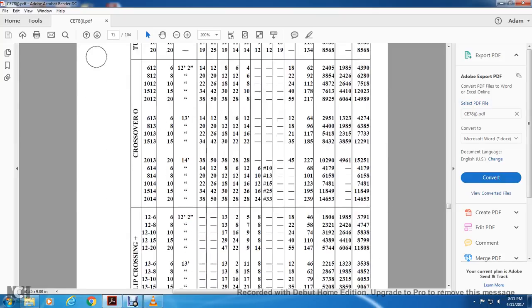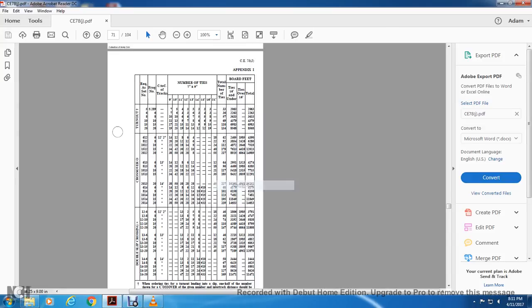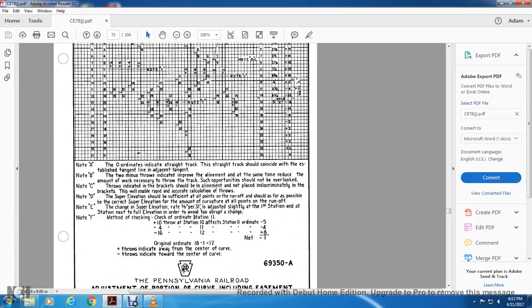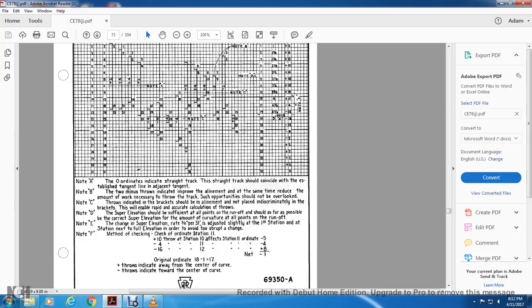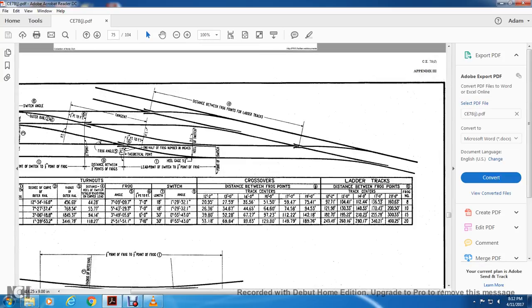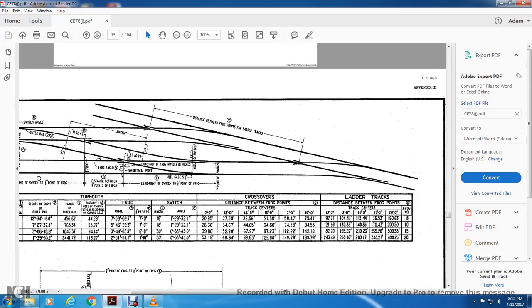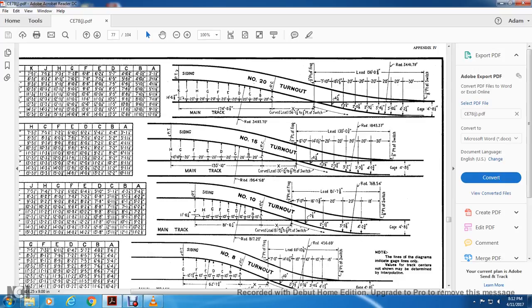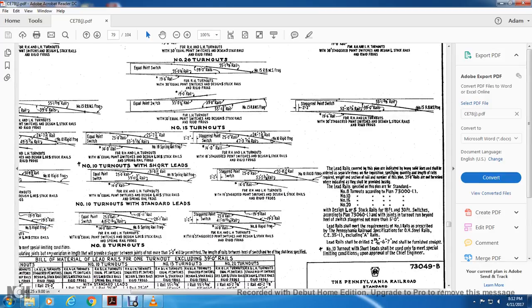And then you have different charts. This one is the number of ties for the frog and crossing tracks, board foot. Another one, adjustment portion of curve, including easement, connection curve, and tangent string line method. This one shows a crossover, heel and frog, crossover frog points, number 5, number 10, number 20, number 8 turnout, number 20 turnouts, number 15 turnouts, number 10 turnouts.